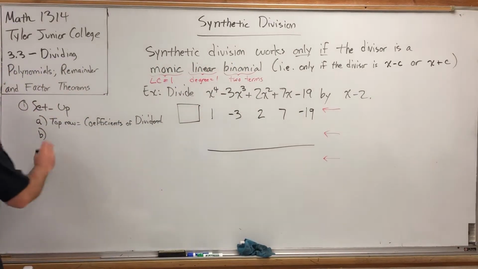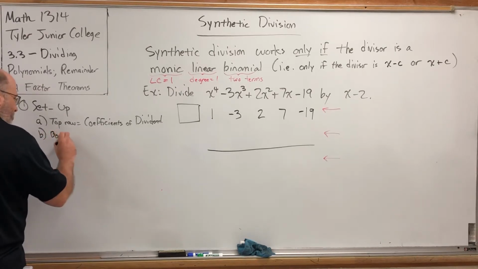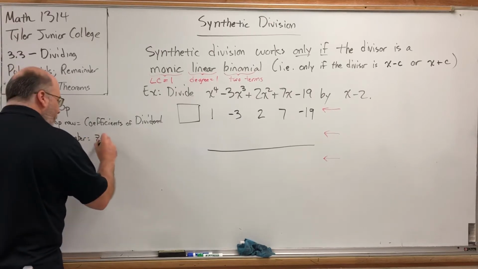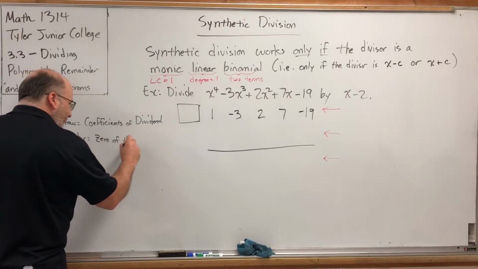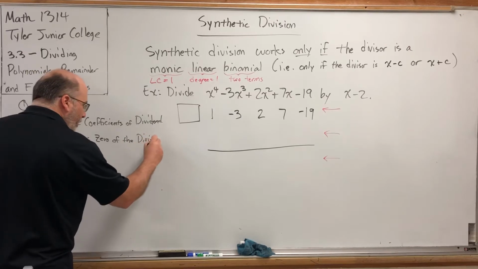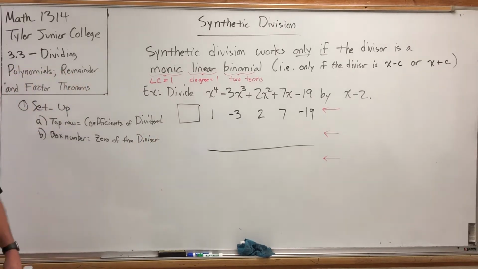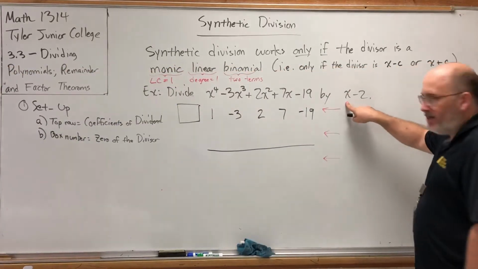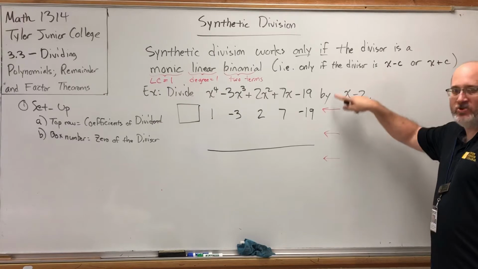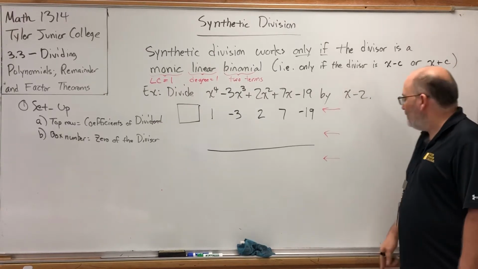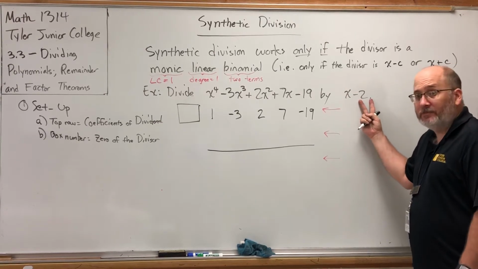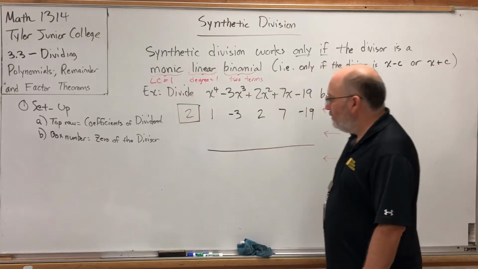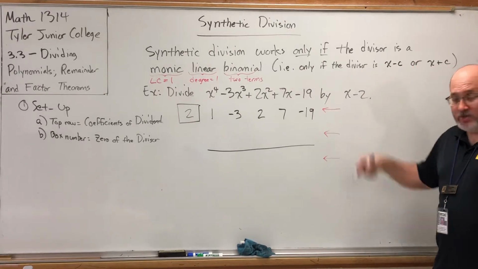For the divisor, that helps us determine what I call the box number, the number that's going to go in the box. The box number is the 0 of the divisor. Recall that a 0 is a value that makes a function equal to 0. So the box number is whatever number you would put here that would cause this to equal 0. More descriptively, it's the opposite of this constant term. Since this constant term is negative 2, the box number is going to be positive 2. 2 is the number that would make this expression equal to 0.